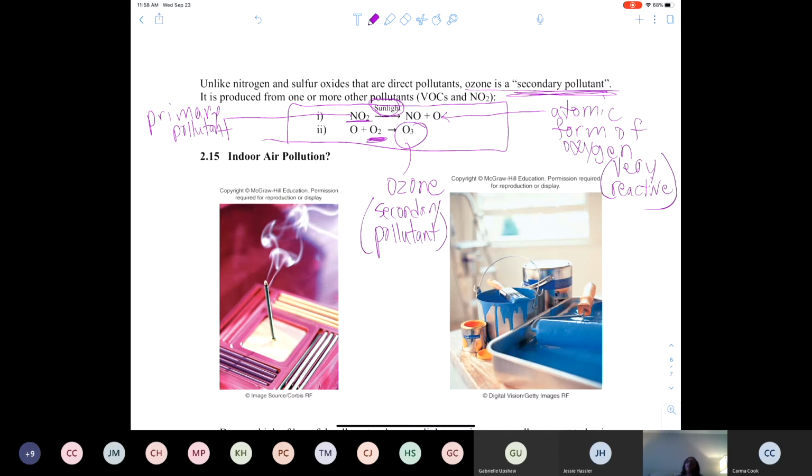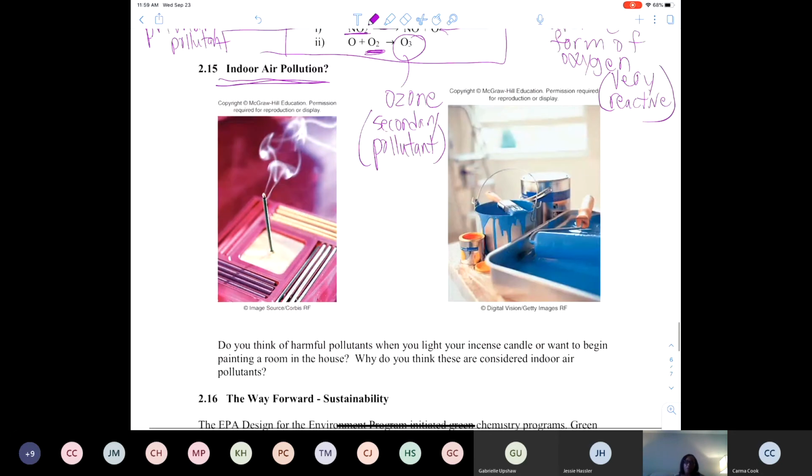So we've been talking a lot about air pollution as it relates to outdoors. But what about indoor air pollution? Are you at risk from indoor air pollution? Well, we don't think about indoor air pollution a lot. Most of the time, if someone says air pollution, you're thinking about what's going on outside. But you also should be aware of things that may cause your indoor air to be polluted.